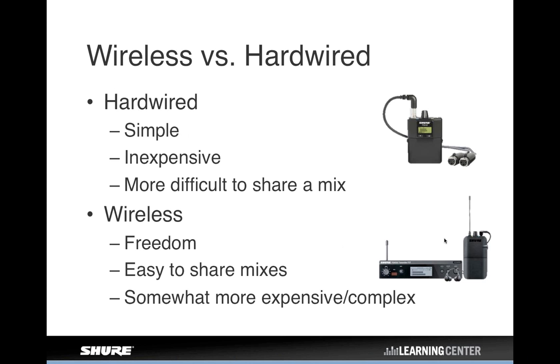But if you're a drummer or a keyboard player and you don't really move around, then you don't really need to be wireless. So hardwired systems are a simpler, more inexpensive way to get into in-ear monitoring, but you still have a nice belt pack with a volume control on it to easily adjust your listening level and things like that. So again, a hardwired system is a good alternative if you don't need to be moving around. But if you'd like to be able to move around a lot, or if you'd like to be able to share mixes easily, a wireless system might be the way to go.